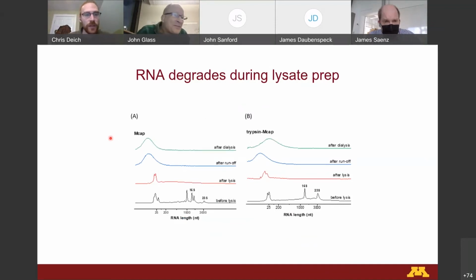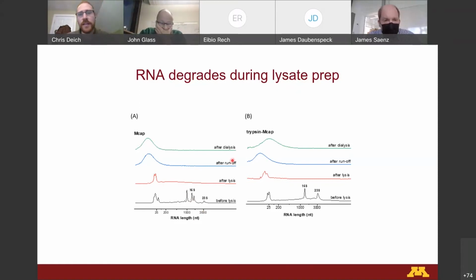But we did look at using a bioanalyzer to look at the abundance of different transcripts at different lengths. Basically, before lysis, you can see the 23S and the 16S ribosomal subunits and the RNA pertaining to them. But after lysis, that is lost immediately. And after runoff, anything that was even down here, like the 5S, is completely washed away. These are basically just really, really small fragments of RNA nucleotides.